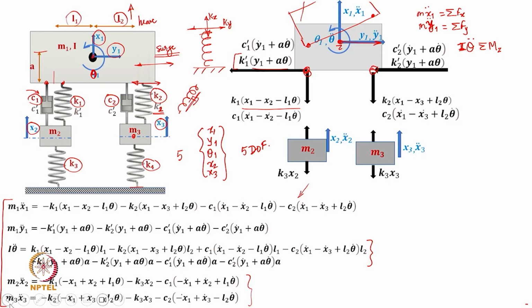You can now rearrange them so that you have the equation similar to m x double dot plus c x dot plus k x equal to 0, and that is something which you can do as a further step from this point onwards. But this is how a multi degree of freedom system can be analyzed.